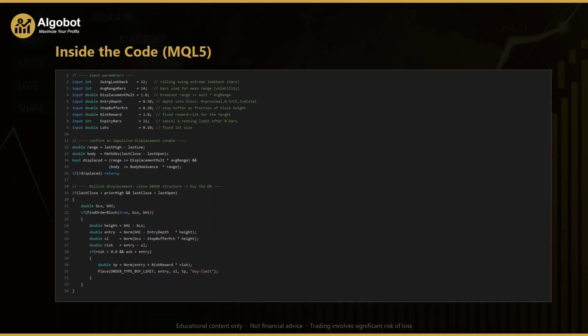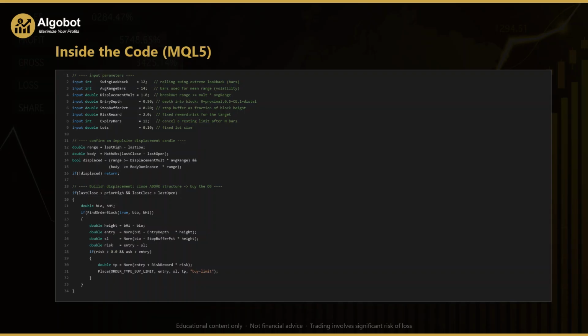Entry depth decides how deep inside the order block your limit order rests. A smaller value catches price earlier near the edge, while a larger value waits for a deeper, better price at the cost of fill rate. Stop buffer PCT adds a cushion beyond the block. Risk reward sets your fixed target multiple. Expiry bars cancels a resting order that never gets filled, and lots fixes the trade size.